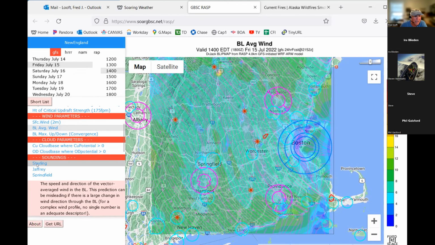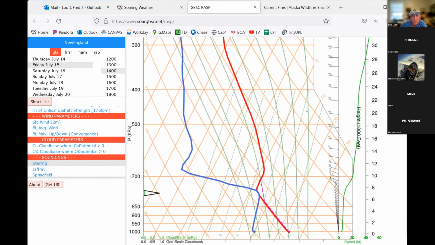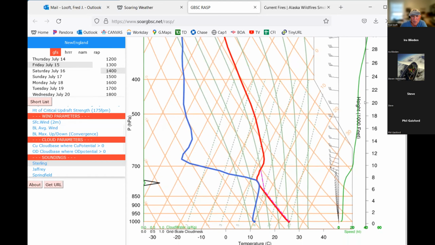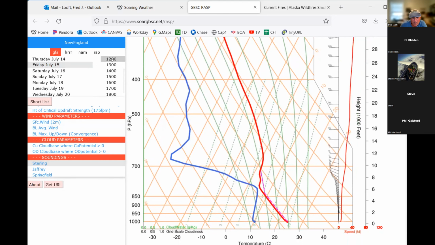And last but not least, these are the soundings. And these soundings are just like what Mike talked about. So here's the sounding for tomorrow at noon. And the downside of this sounding is it doesn't have an interactive cursor, so you can't just click on it and say, hey, what is it? It's going to be about 26, 27 degrees centigrade.